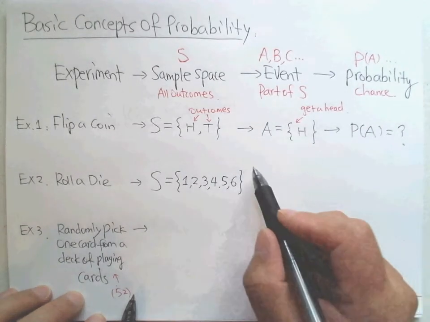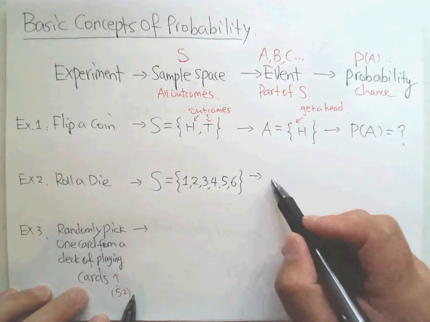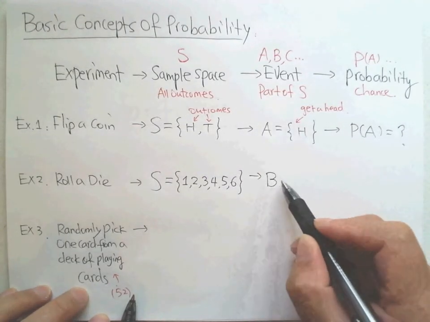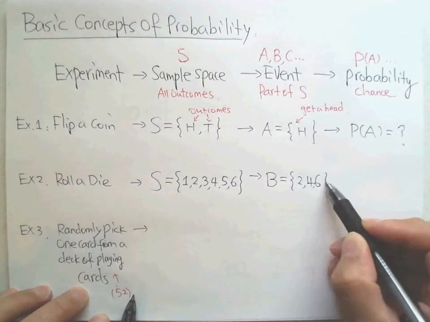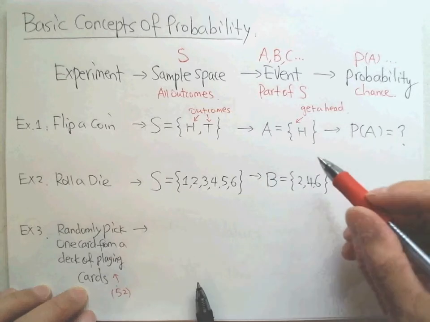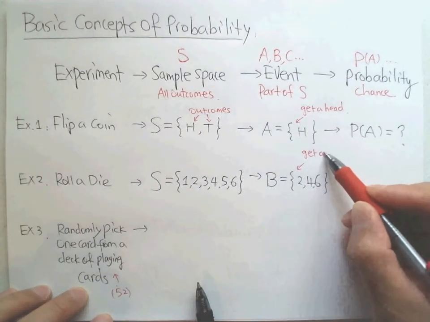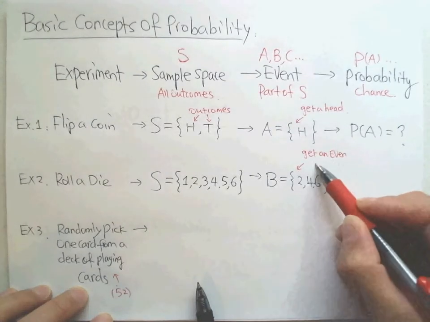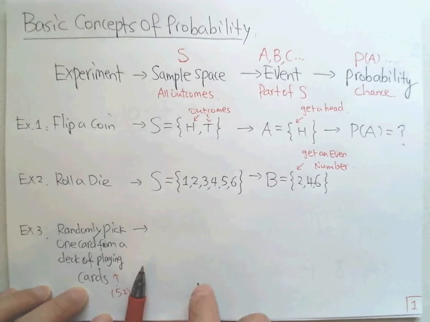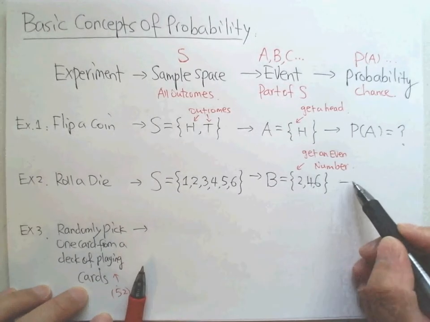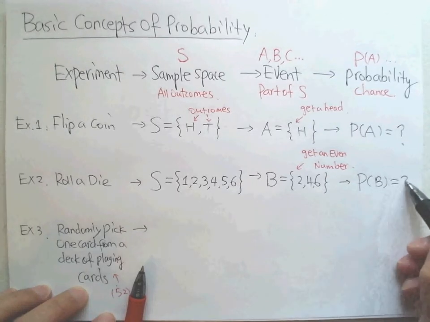And then if I pick a part of the outcomes, a part of the sample space, and use B to describe it, where B is get a 2, get a 4, or get a 6, what does this mean? It means I want to get an even number. I roll a die and I want to get an even number. This is an event. What is the chance for me to get an even number? We call that the probability of B. We're going to answer this later.